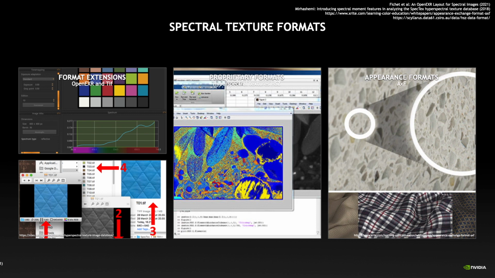There are spectral texture formats available, not a lot. The most useful ones for the content creation line are most likely the extension through OpenEXR, or there's also a TIFF version. They both work in a very similar way. There is one channel which encodes the final image as an RGB, so that you can read it. And then there is additional data stored as point-based samples.